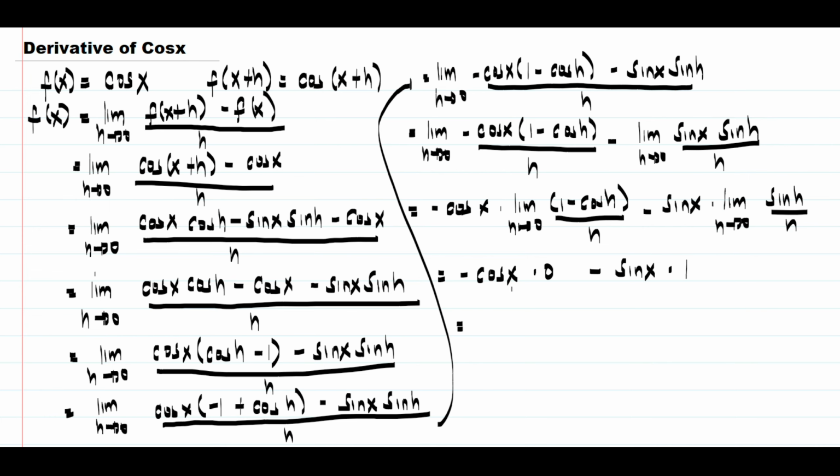So we have here negative cosine x times 0, that is 0, minus sine x times 1, that is sine x. And therefore, 0 minus sine x is negative sine x. Meaning to say, the derivative of cosine x is negative sine x. So this will be our answer.